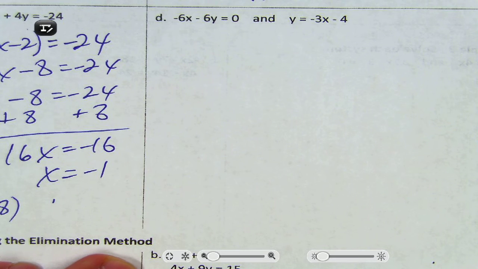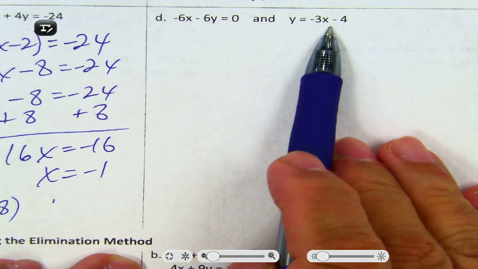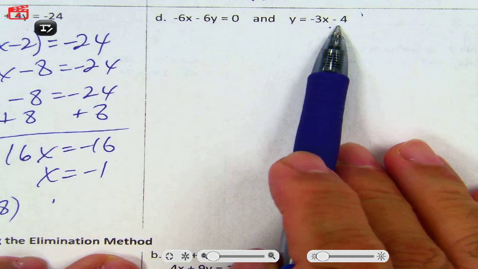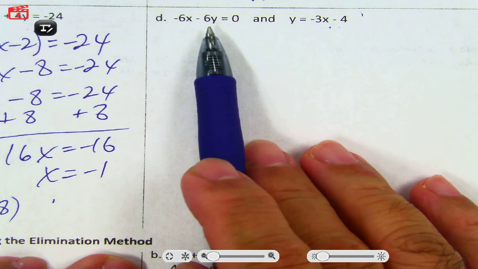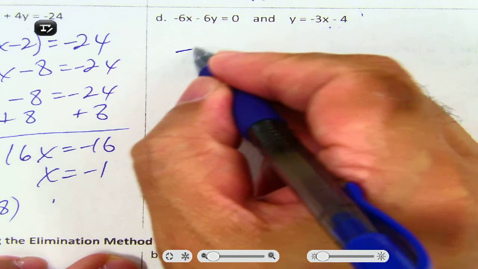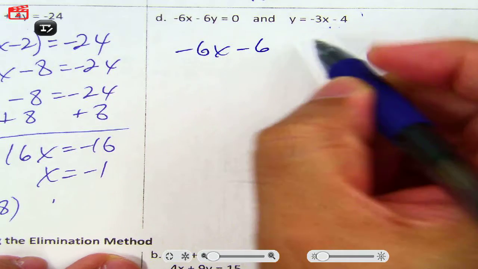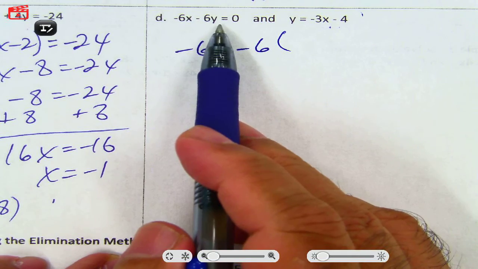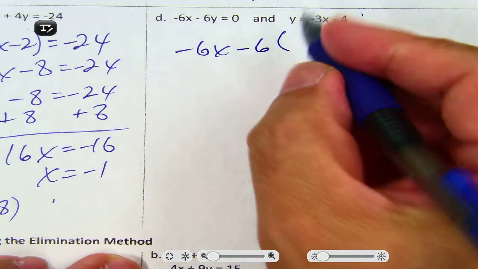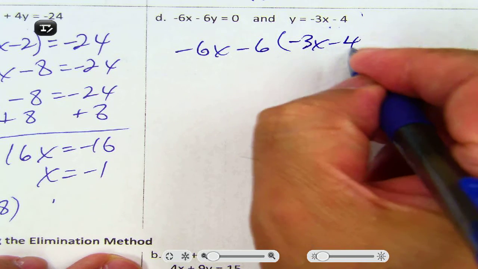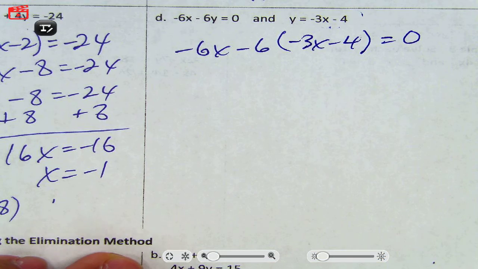Okay. Alright, so this one, the second equation is solved for y. So I'm going to take that and substitute it into the first equation. I'm replacing y. So it'll be negative 6x minus 6, and I'm replacing the y with negative 3x minus 4. So I plug in the negative 3x minus 4 there, equals 0.